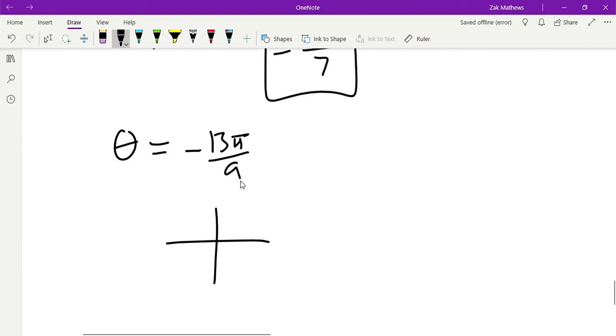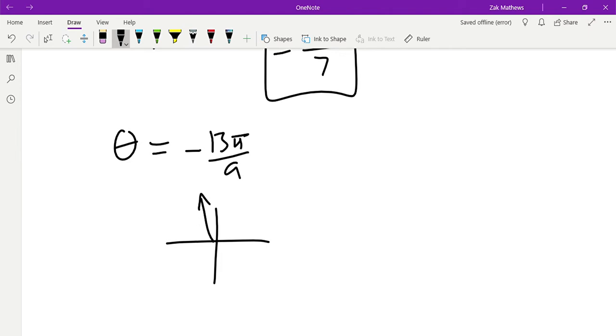Negative 13 over 9 I know is greater than 1 less than 2, so it's in either the second or the first quadrant. We're traveling backwards, remember. And then half of 9 would be 4.5, so this is 9 pi over 9, and this is 18 pi over 9. Well, this would be 13.5 pi over 9, so it is going to end up in that second quadrant.